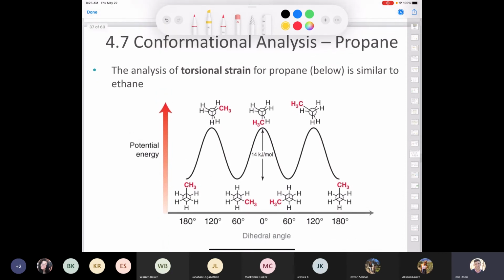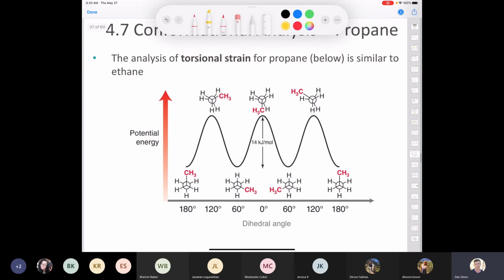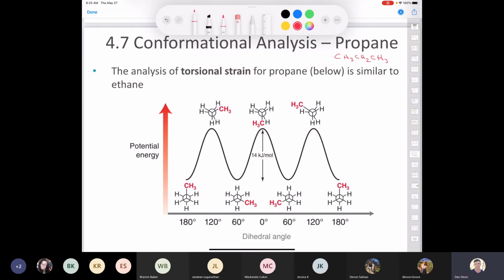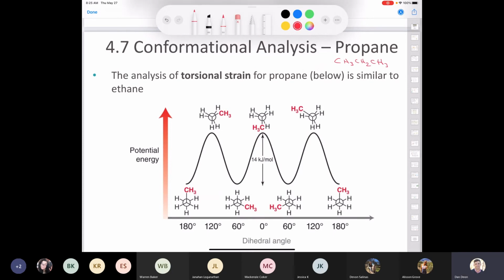But see if you can follow me here with propane. So everybody here should know what propane is. Propane is nothing more than 3 carbons like this. There's only one way to arrange the atoms, right? There's only one isomer that you can have for propane. And it says the analysis of the torsional strain of propane is very close to that of ethane. We have all of these staggered conformations, and up here we have all of the eclipsed conformations, and you notice, again, just like ethane, that all of the staggered conformations are degenerate, right?